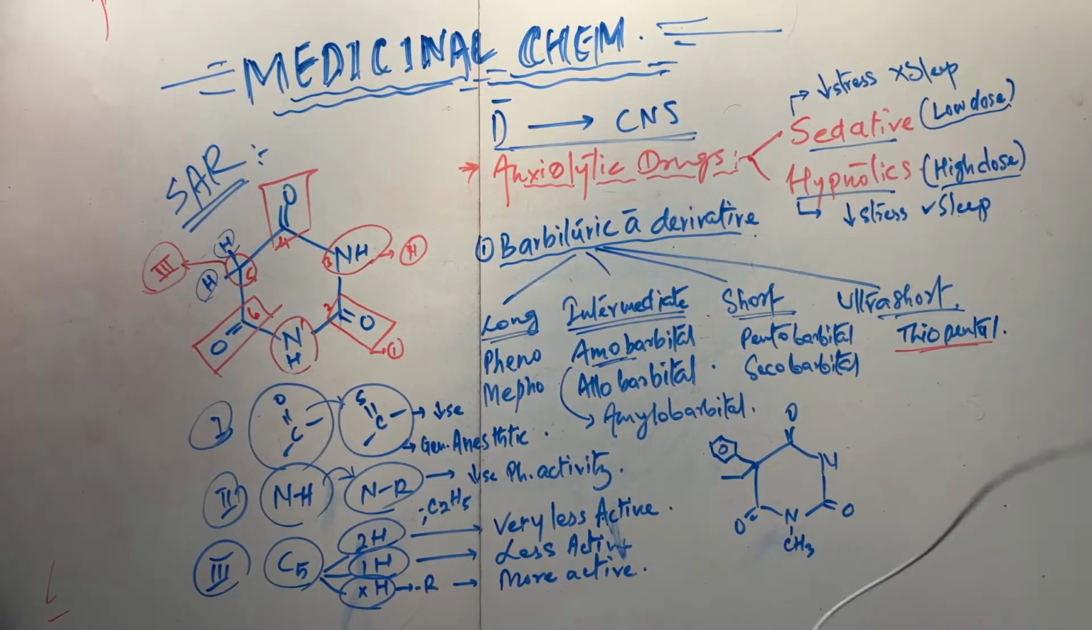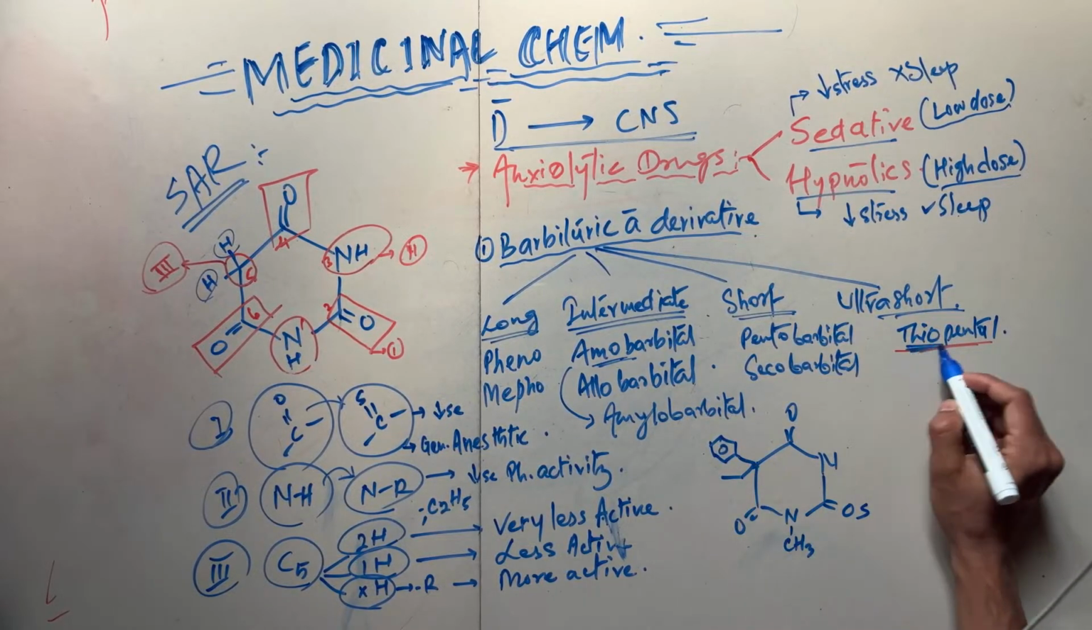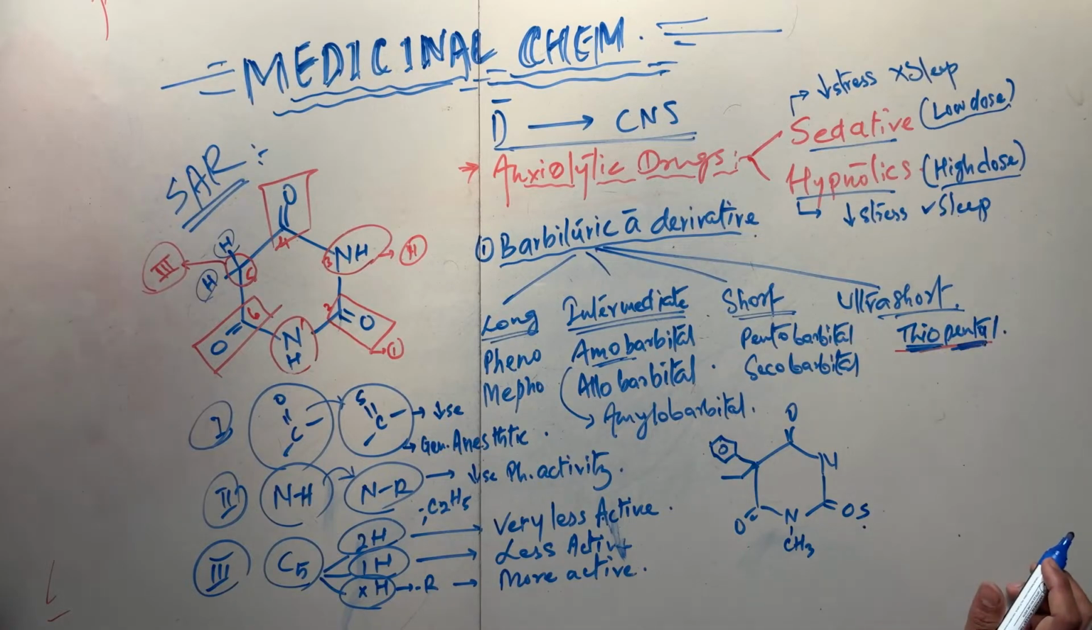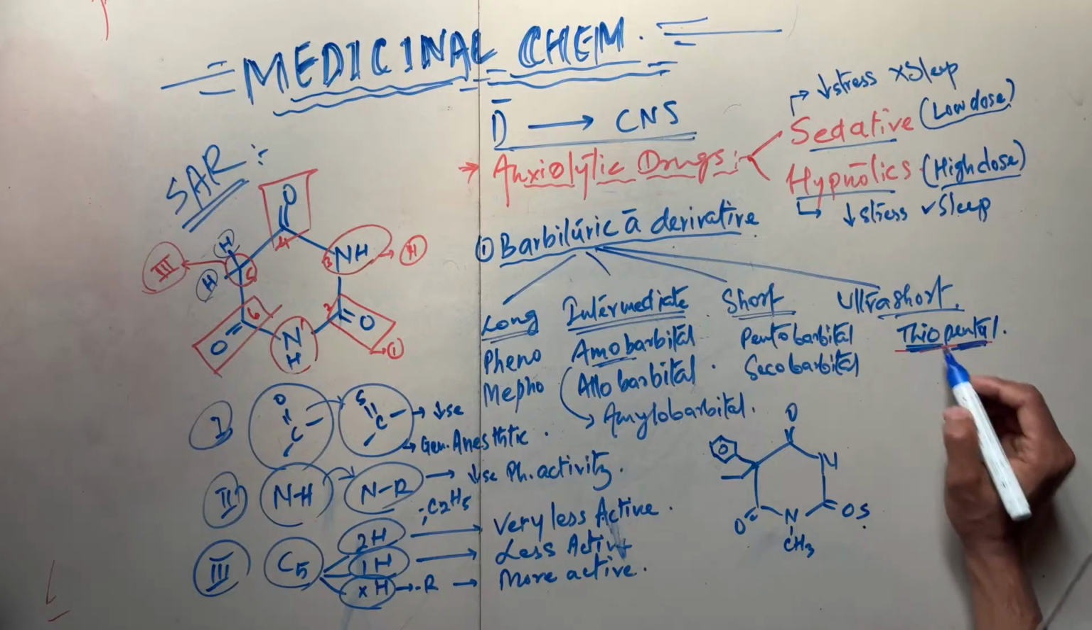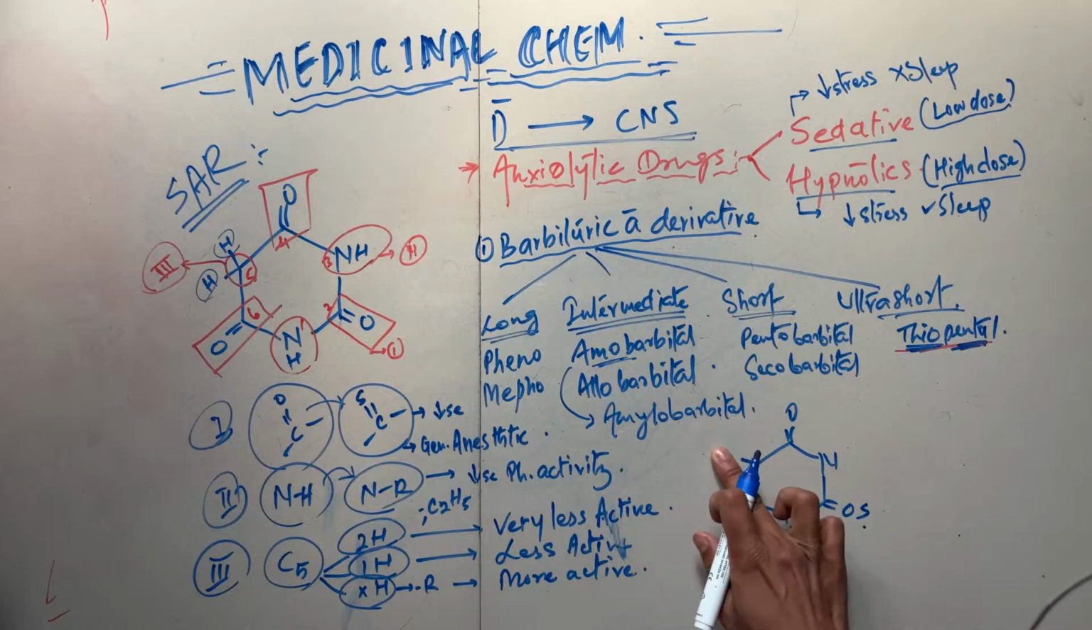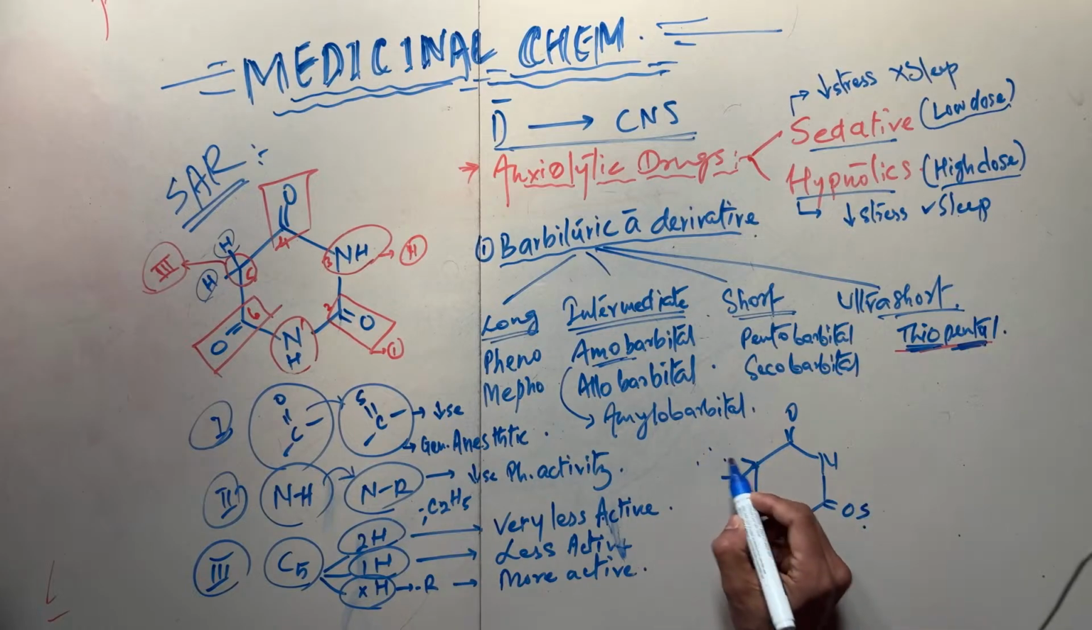In thiopental what will happen? The structure will be like this. See, everything is same, only in the case of oxygen, here you will see one sulfur will be there, and thio means sulfur, right? But what is that pental? Why is that compound named as thiopental? So thio is given because of sulfur, and pental is given because of presence of 5 carbons there, 1 2 3 4, right?